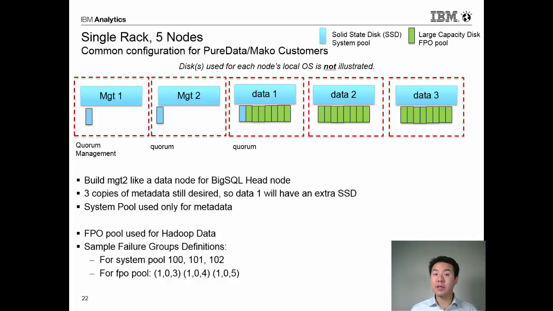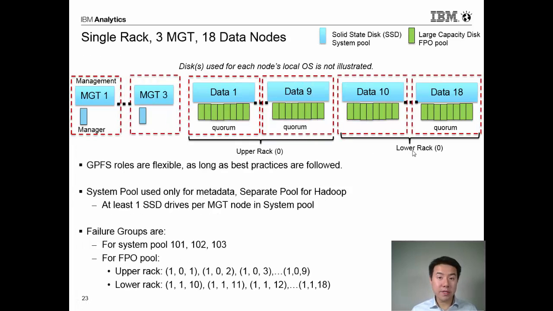Now let's look at the failure group definitions. For these 3 drives in blue, those are my system pool disks. And so they'll have failure groups 100, 101, and 102. Remember that metadata disks don't have 3-part failure group numbers. It's just a single digit number. In my FPO data pool, all the disks on data node 1 will have failure group 103. All the disks in data node 2 will have failure group 104, and all the disks in data node 3 will have 105.